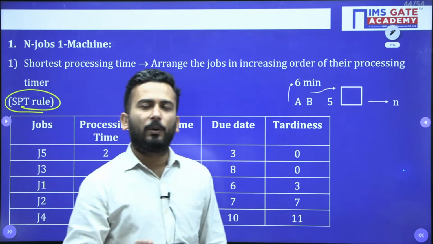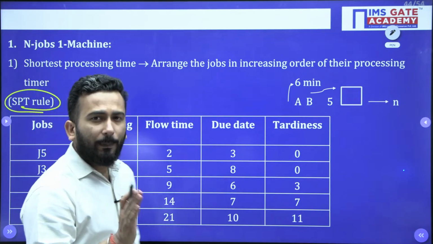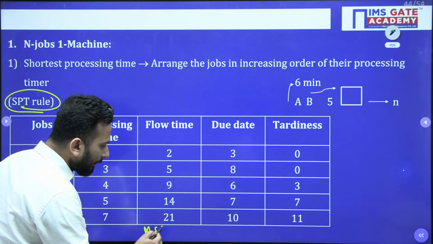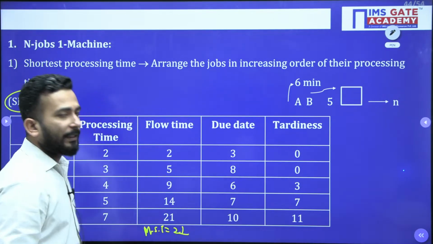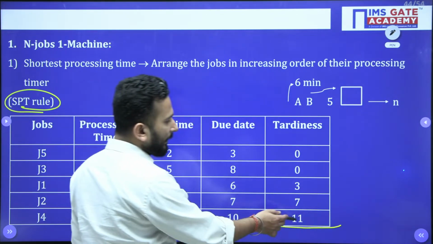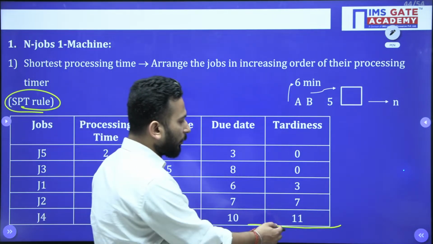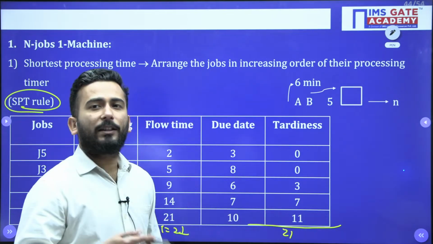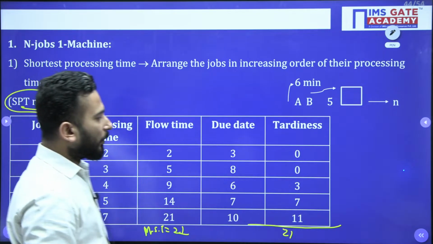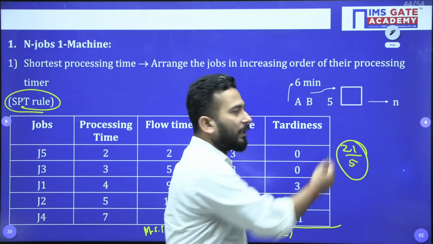What can they ask you? They can ask you the make span time. What is the make span time? Make span time is 21. What is the total tardiness, my dear friend? Total tardiness: 11 plus 7 plus 3, that is 21. What is the average tardiness, my dear friends? 21 divided by the number of jobs. Number of jobs is 5, so 21 by 5 is the average tardiness, my dear friend.